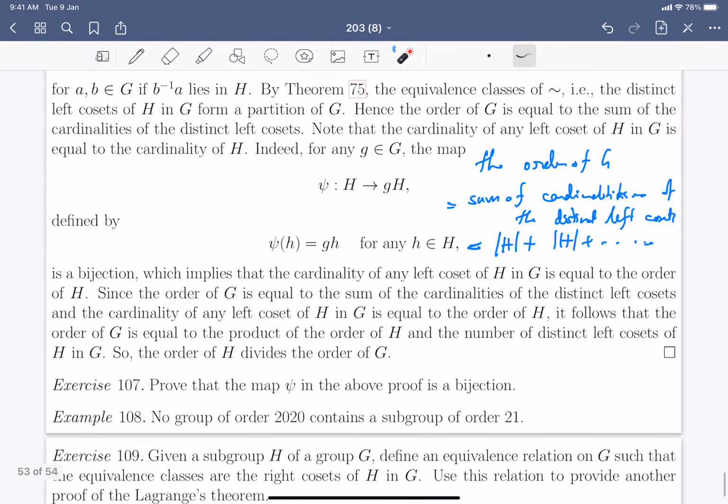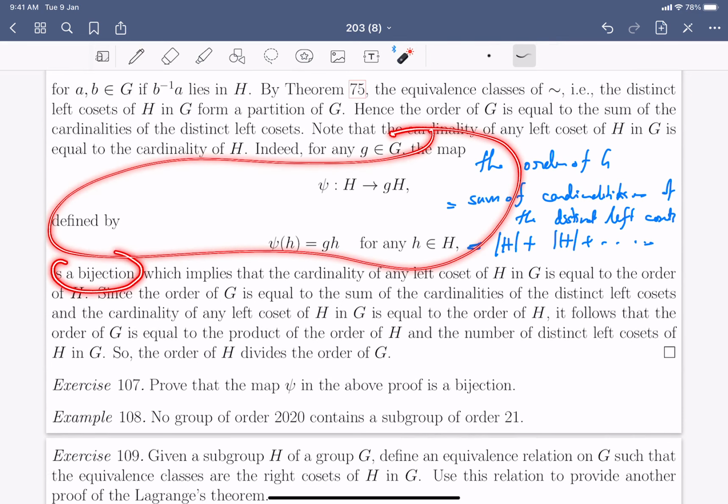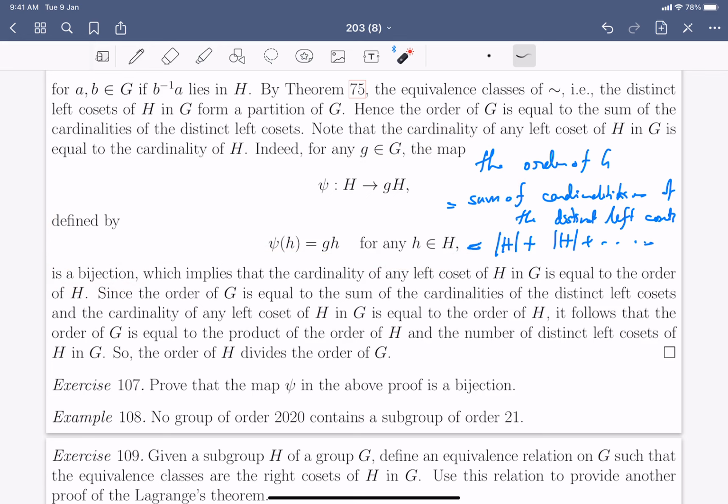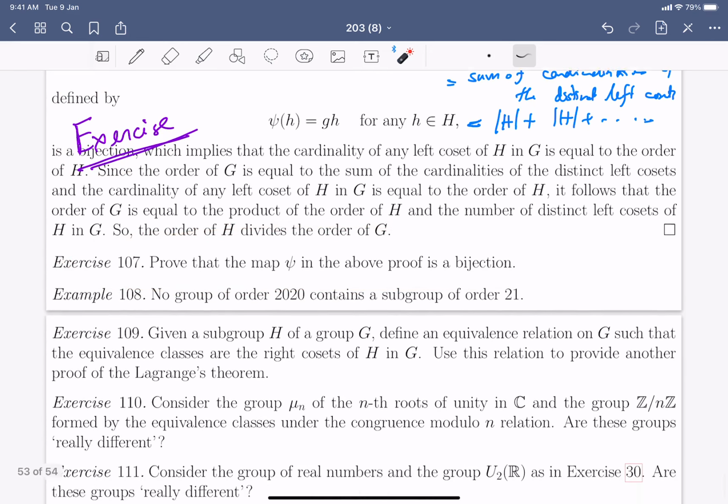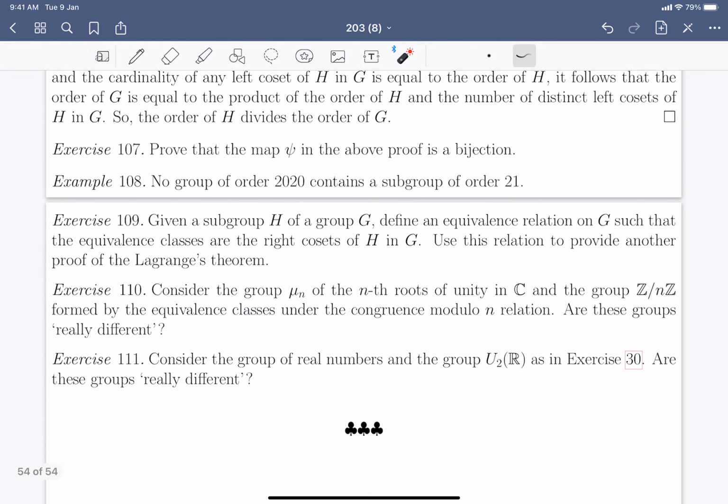Okay. And here there is one thing to note: as I stated, this map that we have just defined is a bijection, and I haven't proved that. So this is left to you as an exercise, to show that this map is a bijection as claimed. I was just highlighting this exercise. Now here are a few examples and exercises for you. It's good to think about. So you could show that no group of order 20 contains a subgroup of order 21.